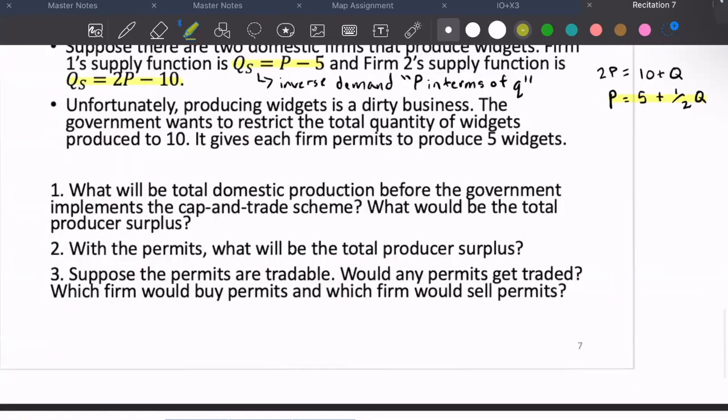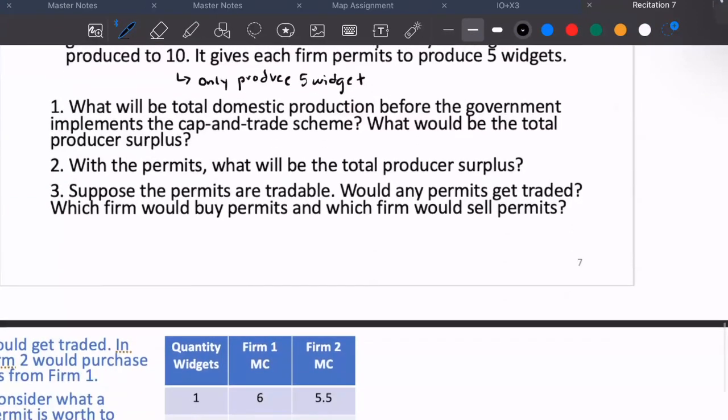So the questions being asked are, unfortunately, producing widgets is a dirty business. So the government wants to restrict the total quantity of widgets produced to 10. That means that each firm can only produce 5 widgets, because it gives each firm 5 permits.